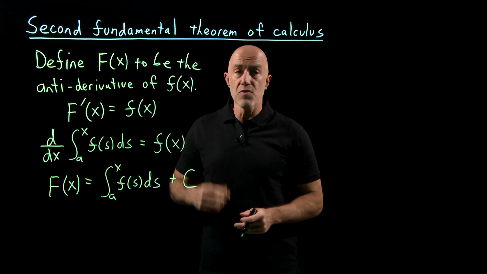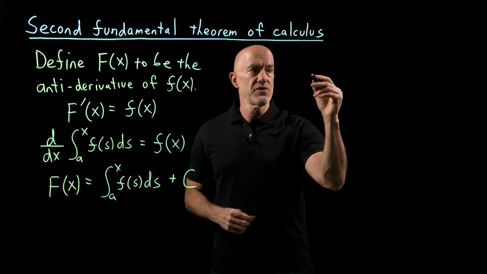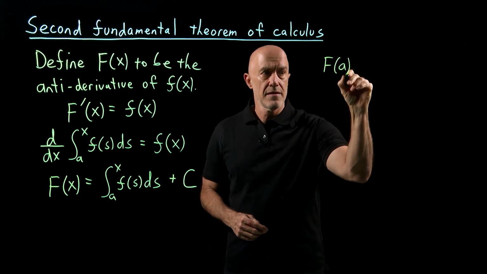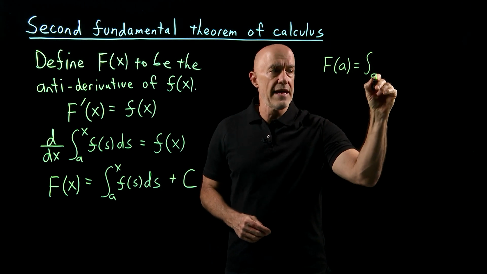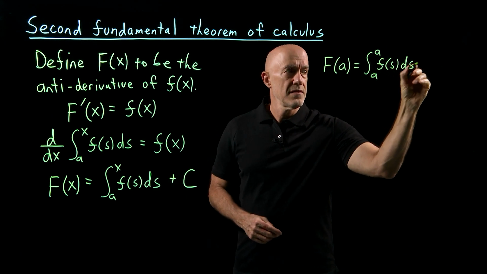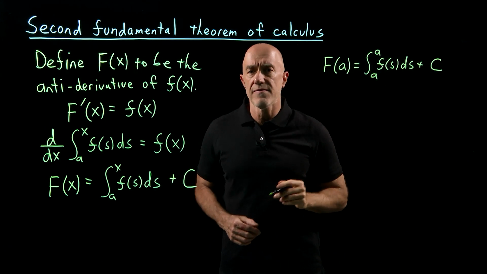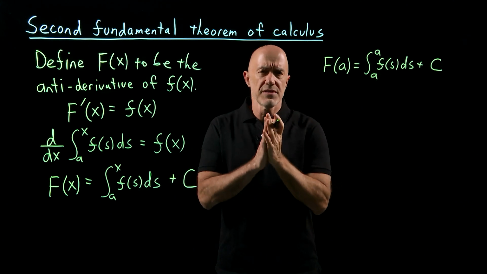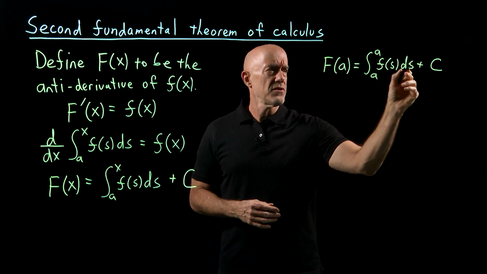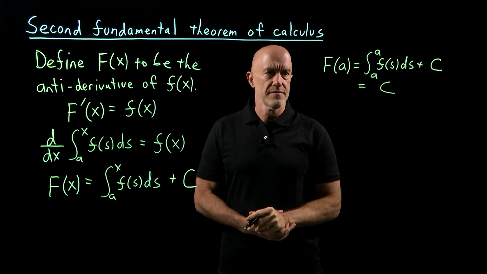Now we can determine what that constant is. So we can try x equals a. So if we try x equals a, we have capital F of a is equal to the integral from a to a of f of s ds plus a constant c. But the integral from a to a of any function is 0 because there's no area under the curve if you're always at one single point. So this is 0, and so capital F of a is equal to c.